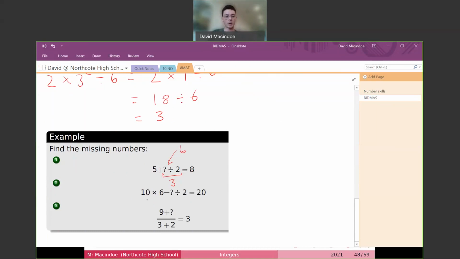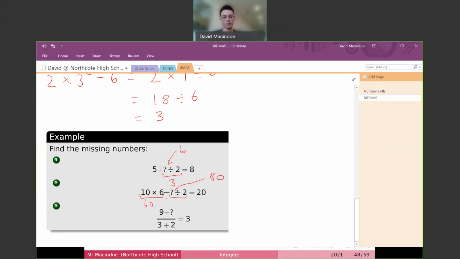Here, so we need to end up at 20. We've got 10 times 6. Why don't we just work out what that is? It is 60. And then we're taking away something divided by 2. We're going to do this separately, right? Before the minusing. So this has to be 40, doesn't it? To make that true. So our question mark here, if this is going to be 40, question mark has to be 80. And then that'll work.